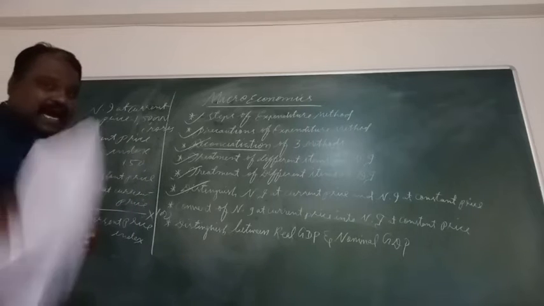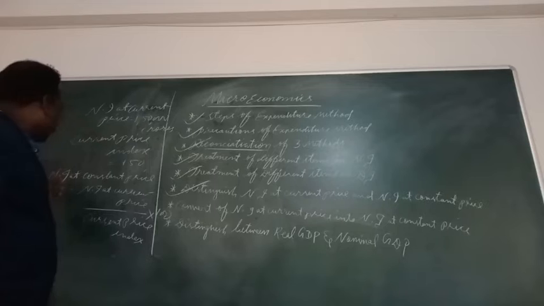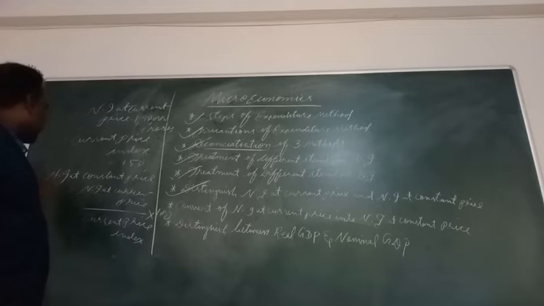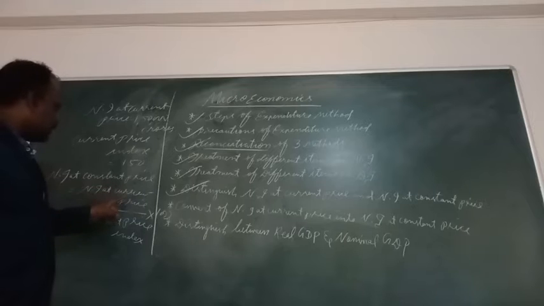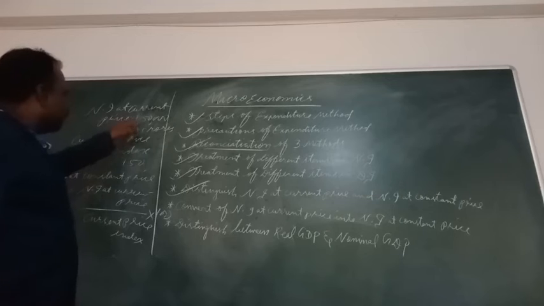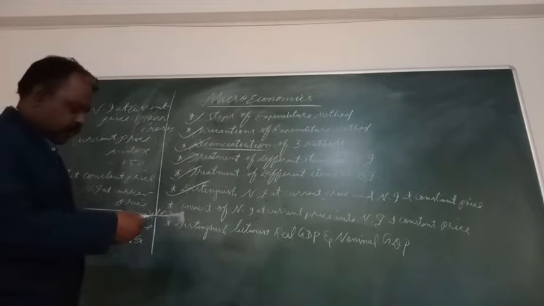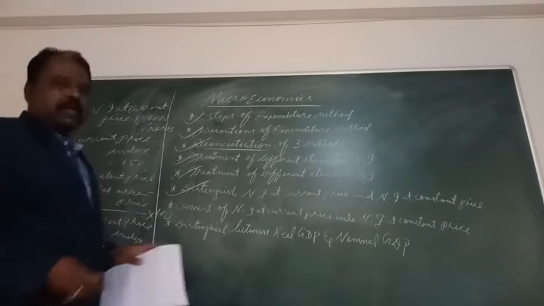Now the question is asked to extract the answer of national income at constant price. It means national income at current price upon current price index, multiplied by 100. Here we are going to multiply, so the answer will come 1 lakh.